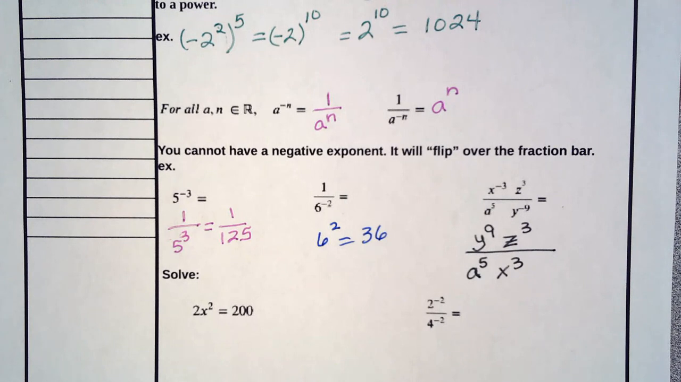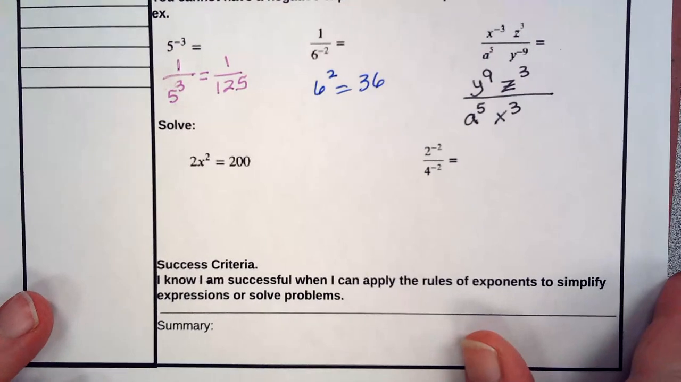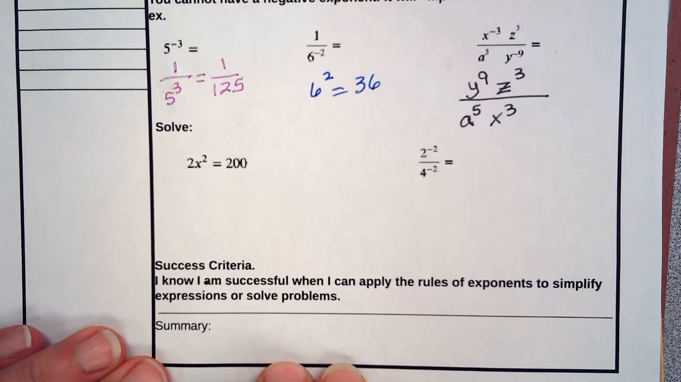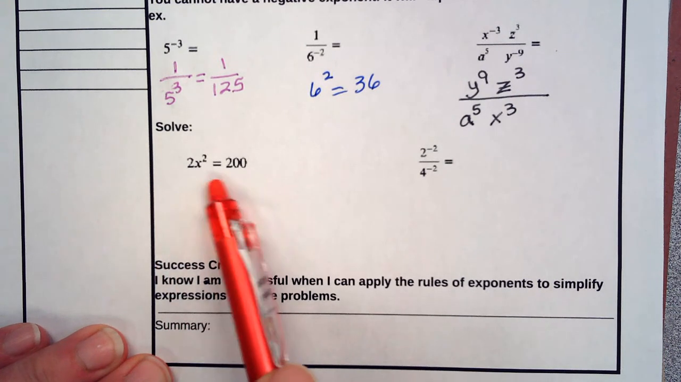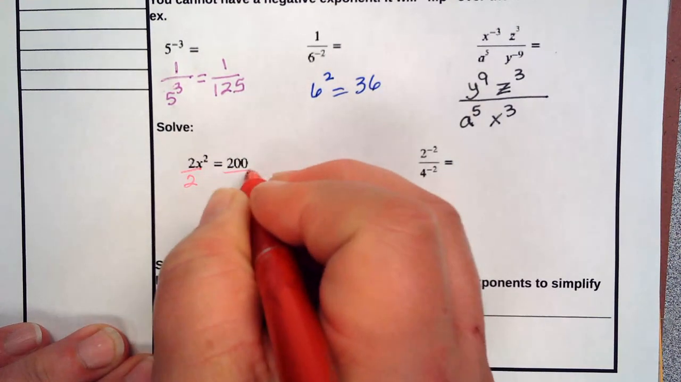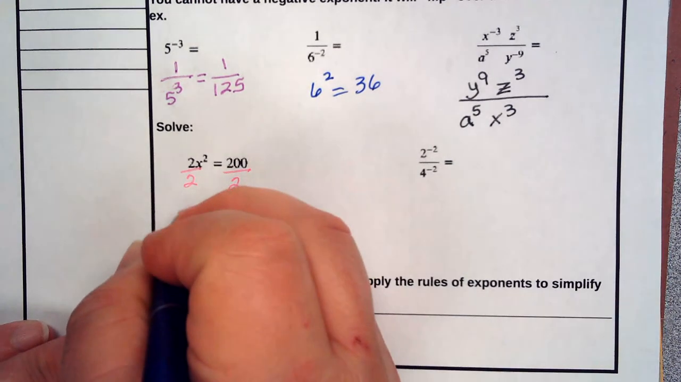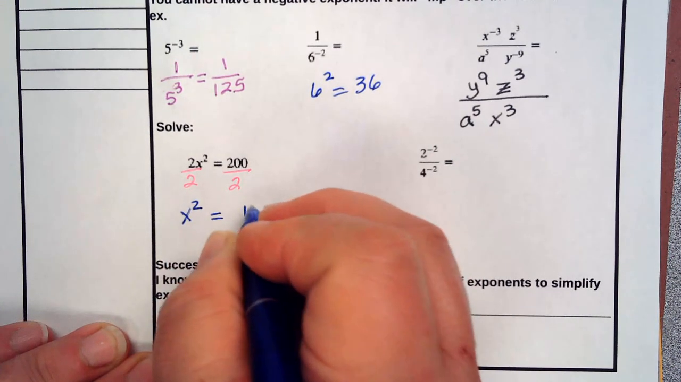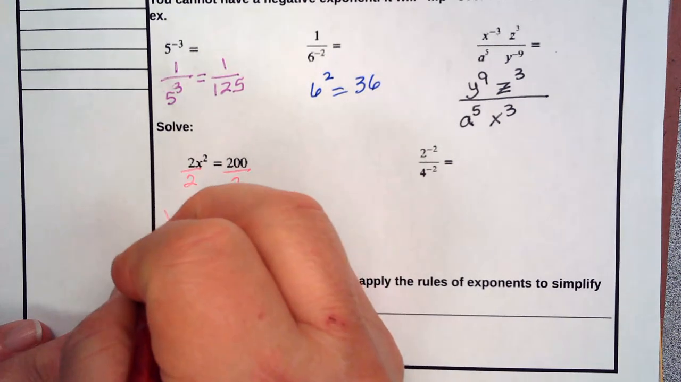Okay, so why do we use exponents? Well, to find unknowns. As we get ready to solve, we still have to isolate our variable. So this is 2 times x squared equals 200. First thing I will do is to divide both sides by 2. X squared is equal to 100. What is the opposite of squaring? Well, that would be taking the square root.